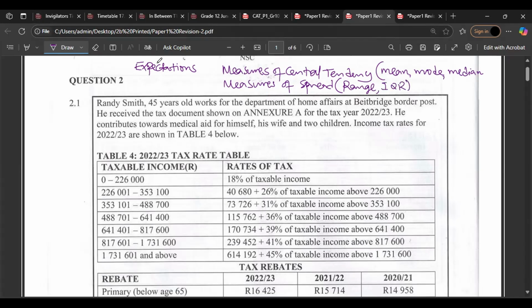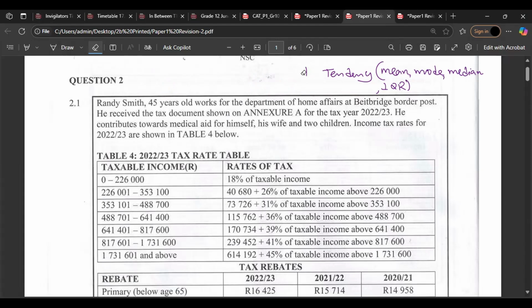All right, for both papers, we shall expect to see a bit of what? Probability. Measures of central tendency, measures of spread, probability. Know how to interpret graphs. All right. Let's look at this example that we have here, a trial question. We shall start with question number 2, which deals with taxation.